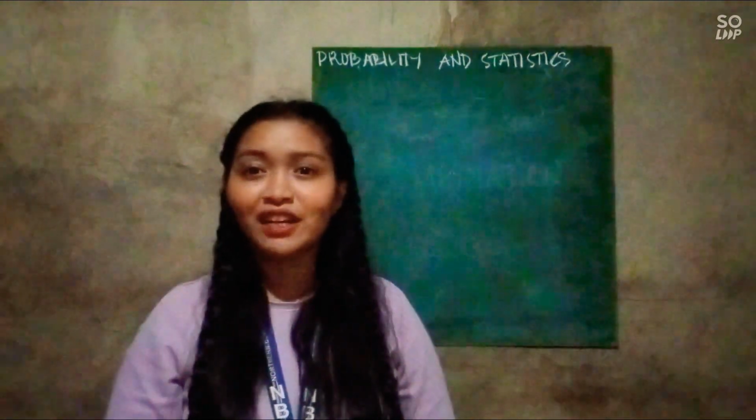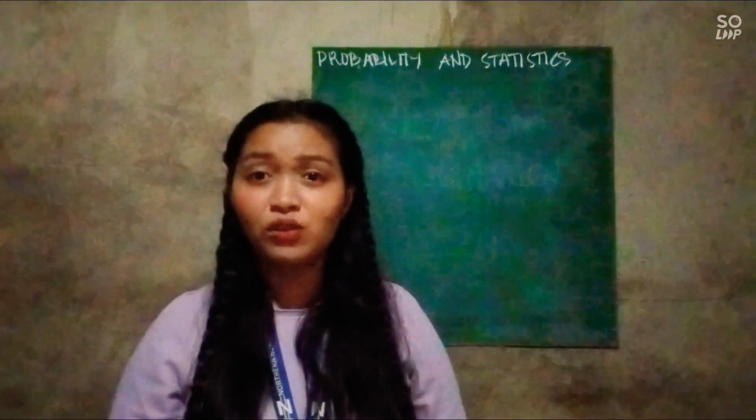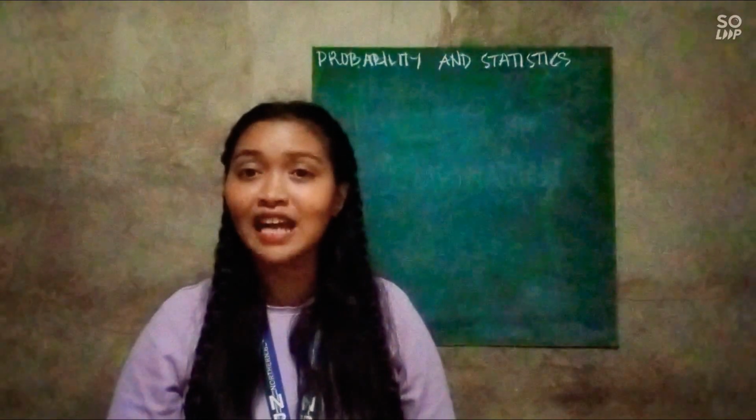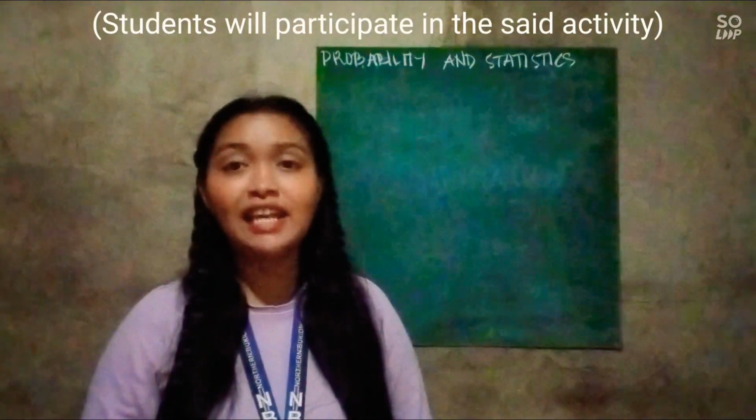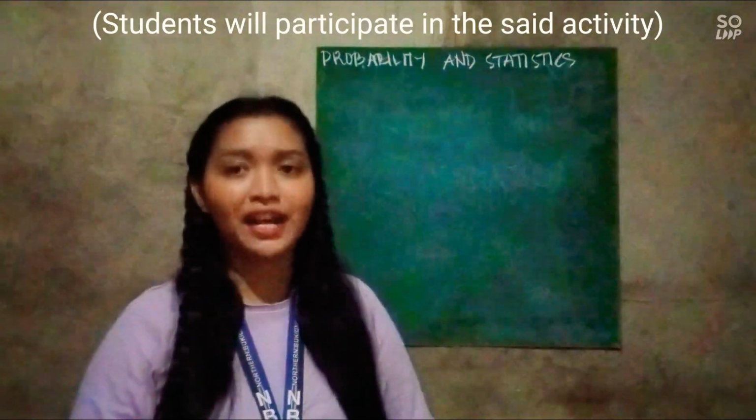Before we formally start our lesson, I'll divide you into 5 groups. Let's start counting from the left side. So now choose your leader, secretary, and get one full sheet of paper and write your names.